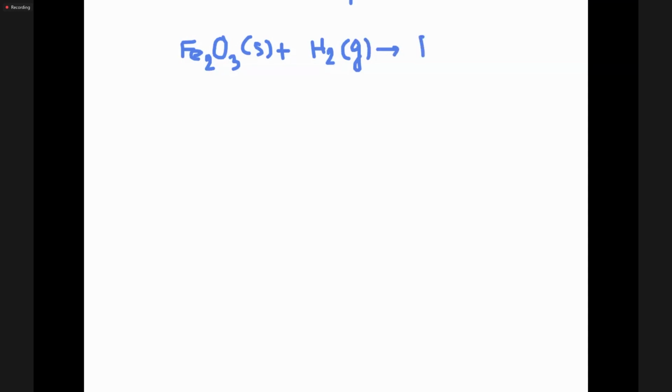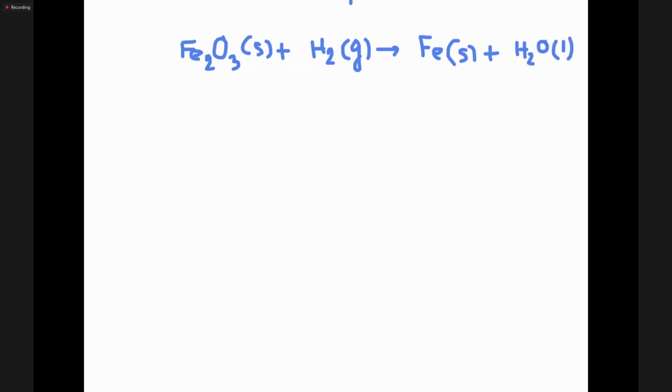It is actually a reduction procedure. So Fe2O3 in the presence of molecular dihydrogen will be reduced to Fe solid. Iron is also a solid in its elemental form. And as a byproduct, we have H2O, that is liquid at room temperature. So so far it is just a chemical equation.